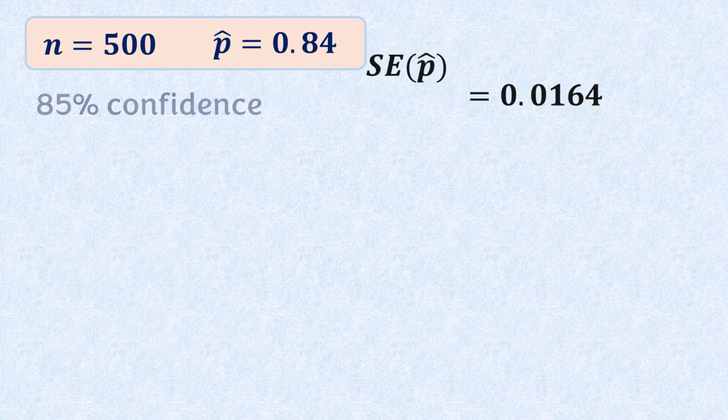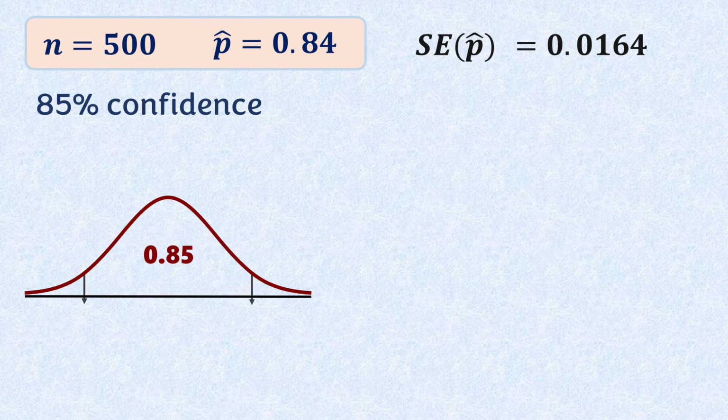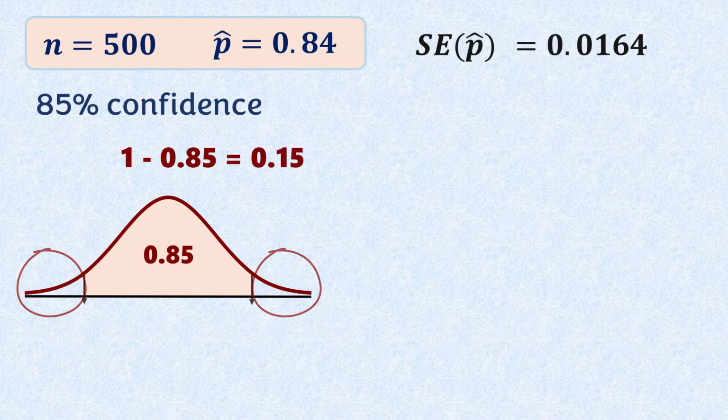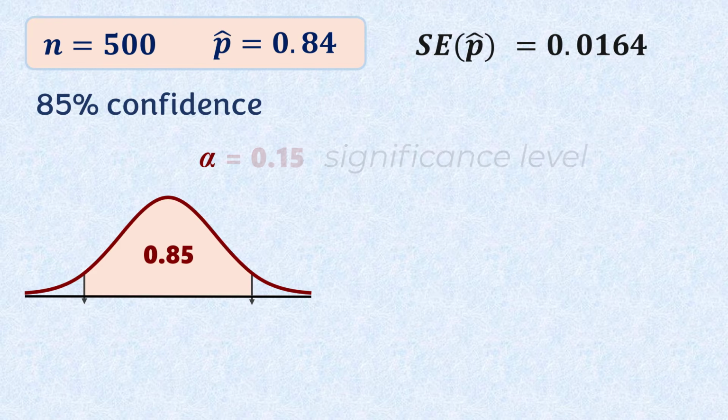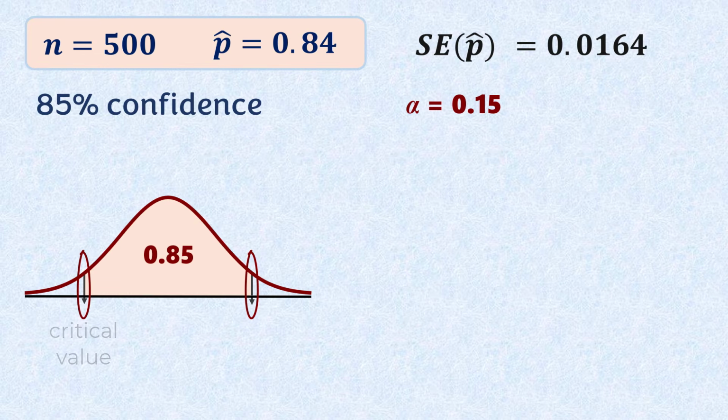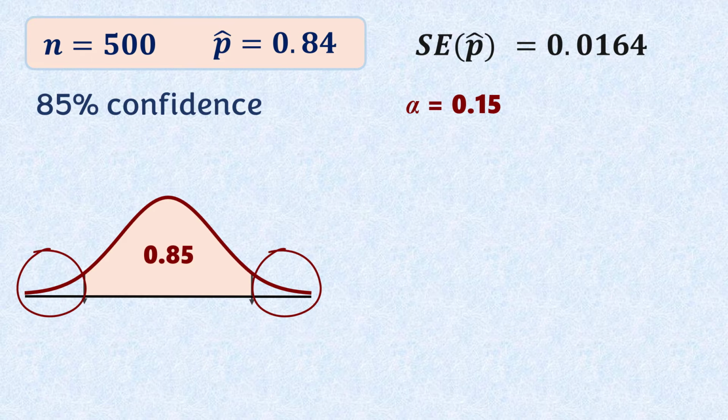Now for the 85% confidence interval, the area in the tails is 1 minus 0.85, which equals 0.15. This 0.15 is called the significance level, represented by alpha. That is, alpha equals 1 minus the confidence level. The critical value is the z-value separating the confidence region from the tail area. The tail area is called the critical region. The area in each tail is alpha over 2, which is 0.15 over 2, or 0.075.